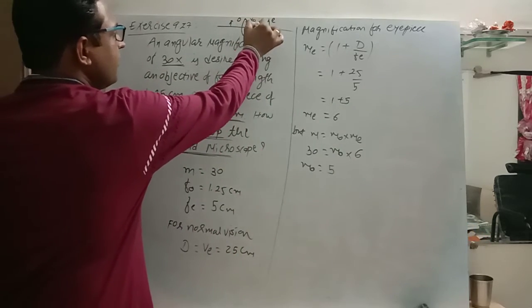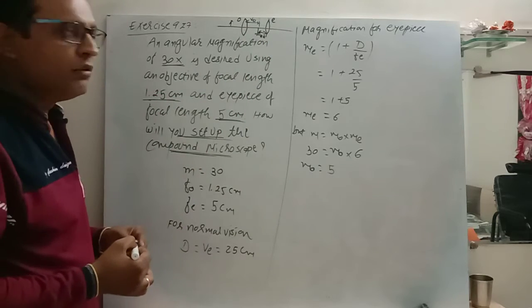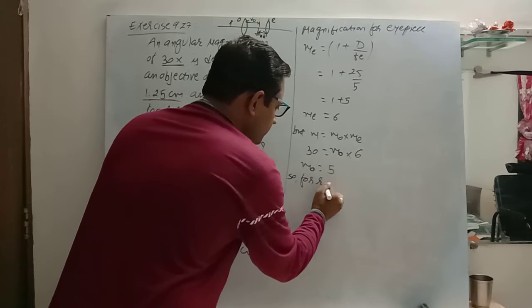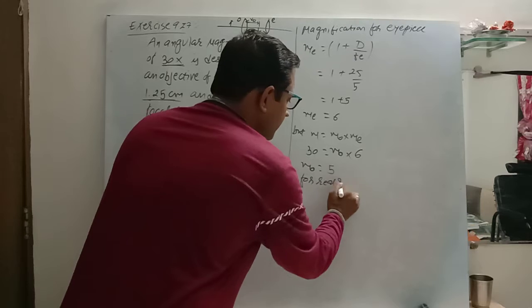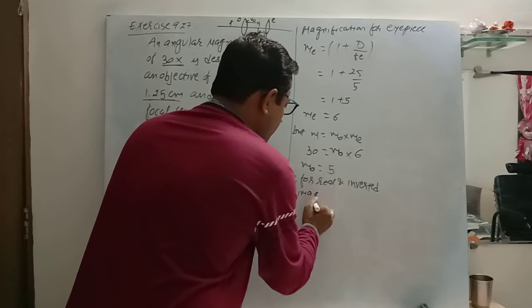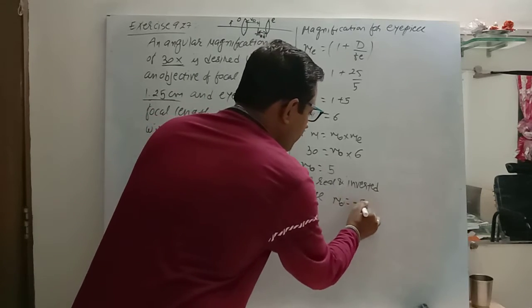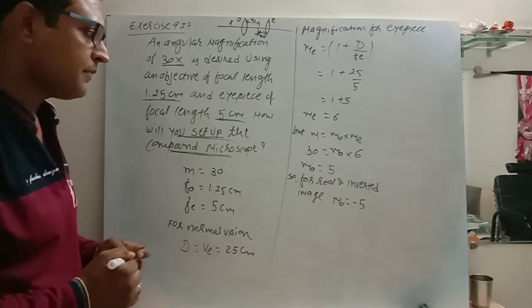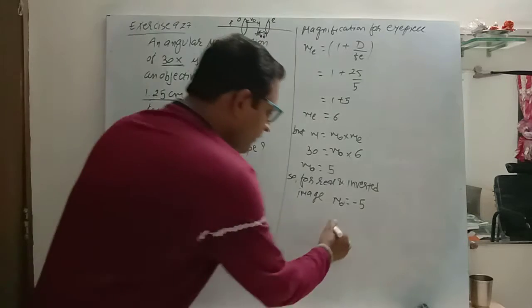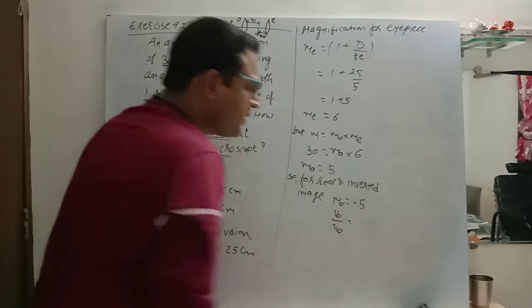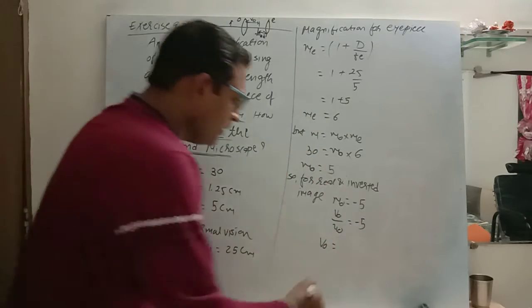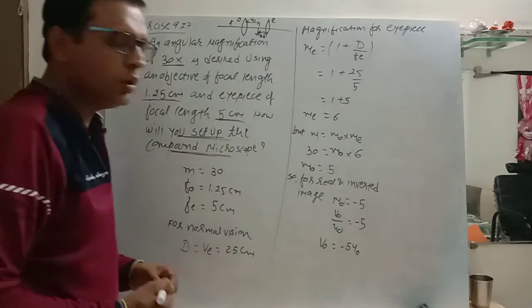And the objective lens always forms an inverted image, real and inverted. So for a real and inverted image, we have to consider the magnification as -5. Now, if we consider the formula for magnification, that is V by U, for the objective it is VO upon UO, that is -5. Therefore, VO is equal to -5 UO.